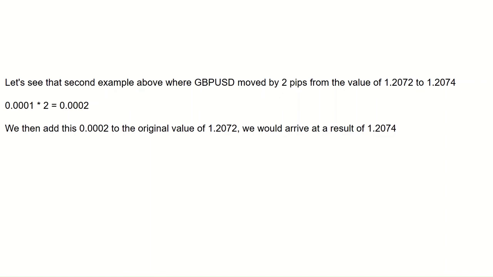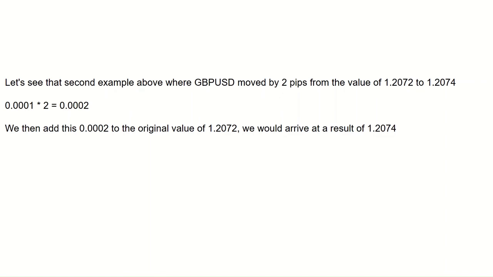And I already explained how we got 0.0002. It is 0.0001, which is the standard movement, multiplied by the number of times GBP/USD moved, which is 2. So we then add this 0.0002 to the original value of 1.2072. Then we arrive at 1.2074. I hope you understand it now. Like I've said earlier, if you don't understand it, you can always go back and rewatch this video for clarity.